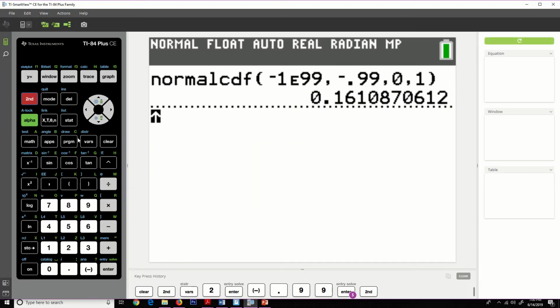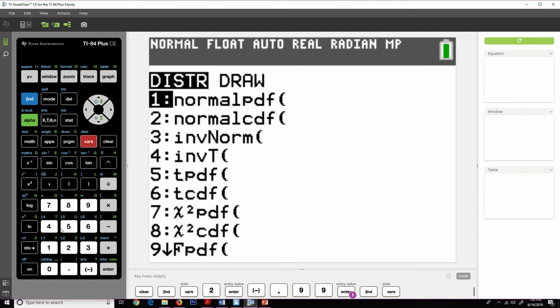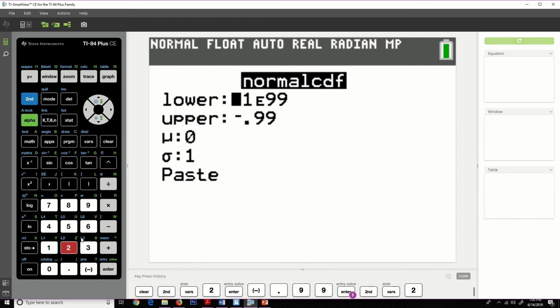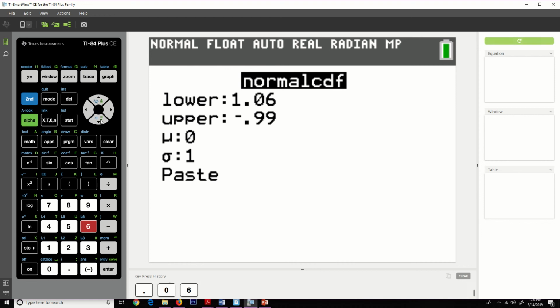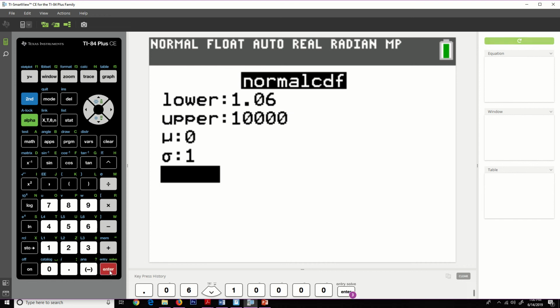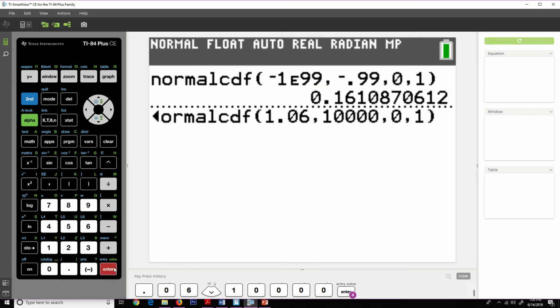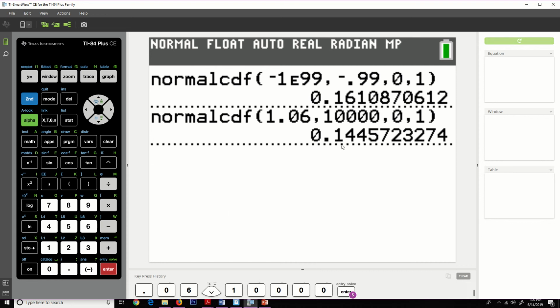We're going to again hit second, then vars to get the distribution menu up, and then we're going to hit 2. Now this time the lower bound is going to be the 1.06, and the upper bound is going to be close to infinity. And again, we don't need to make it that big. We can make it 10,000, and the rest of it stays the same. We'll hit enter and we get 0.1446.